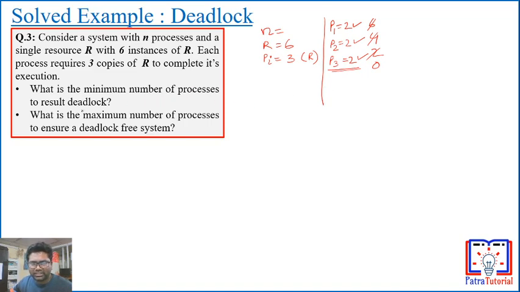So the minimum number of processes to result in deadlock is what? 3. So 3 is the answer. And the next question is, what is the maximum number of processes to ensure a deadlock free system? The maximum number of processes will be how many? 2, right?